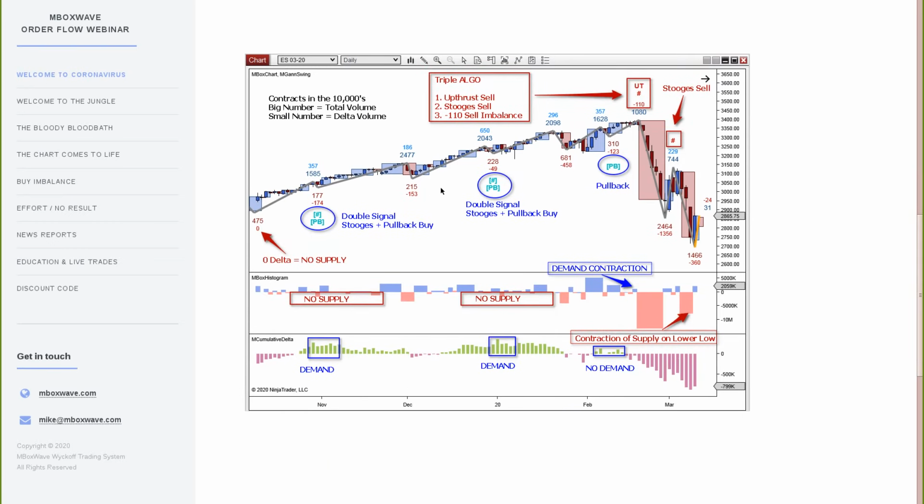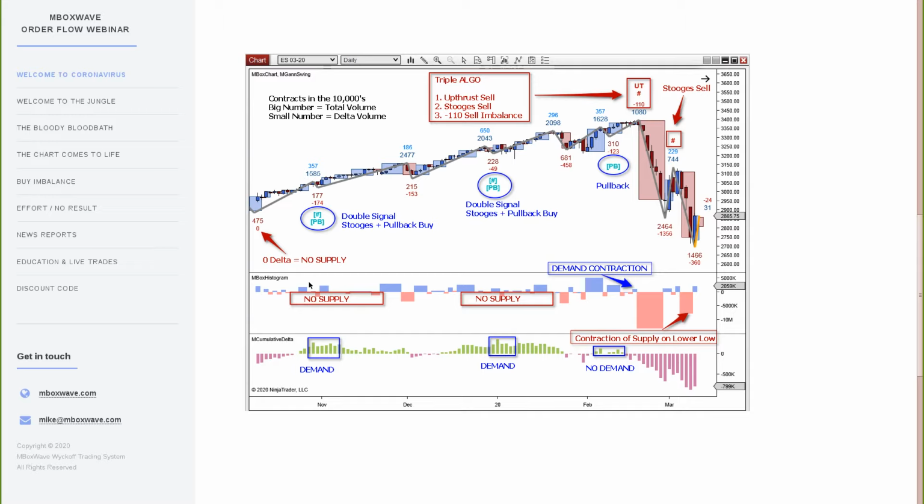So first, looking at this chart, we're going to look at these waves going up and down. We see these small numbers, 357, big number 1585. So the big number signifies total volume. The small number signifies delta volume, which means the difference between buying and selling. And so the contracts are in the tens of thousands. So we've been going up here.